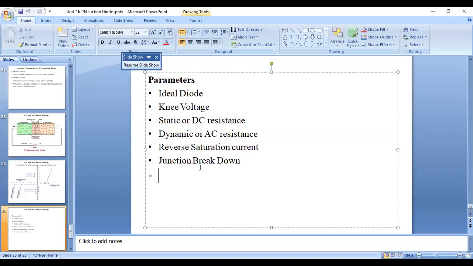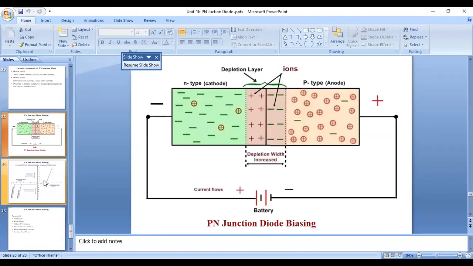Junction breakdown, that means breaking down of the junction, may take place in two ways: Zener breakdown and avalanche breakdown. Zener breakdown is mainly because of applied voltage, whereas avalanche breakdown is mainly because of carrier multiplication. These are the topics we have seen for this day.